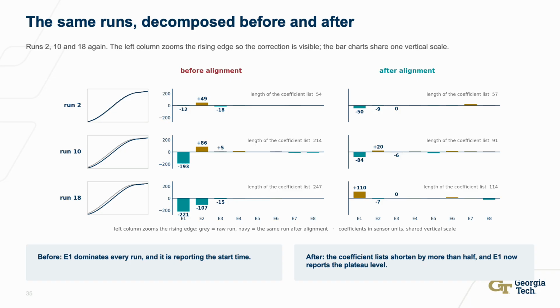And the meaning of the first coefficient changes underneath. Run 18 goes from minus 221 to plus 110. Before, the number meant the run started late. After, it means the plateau sits high. Same position on the list, different physical quantity.